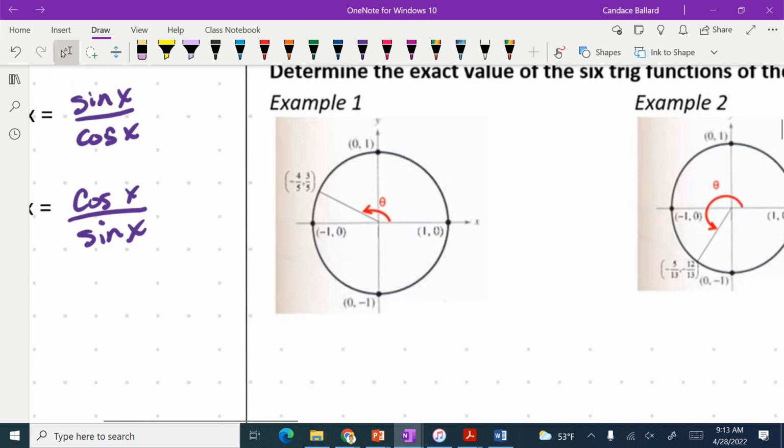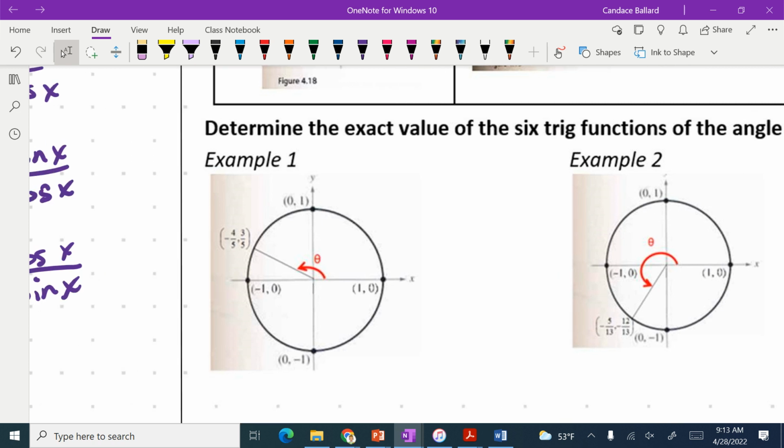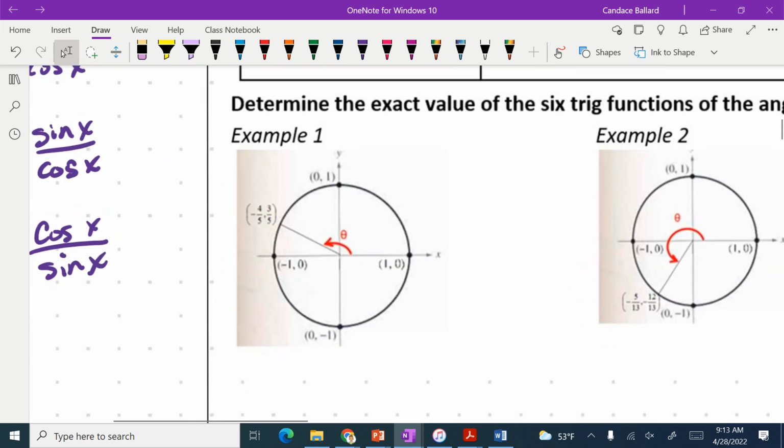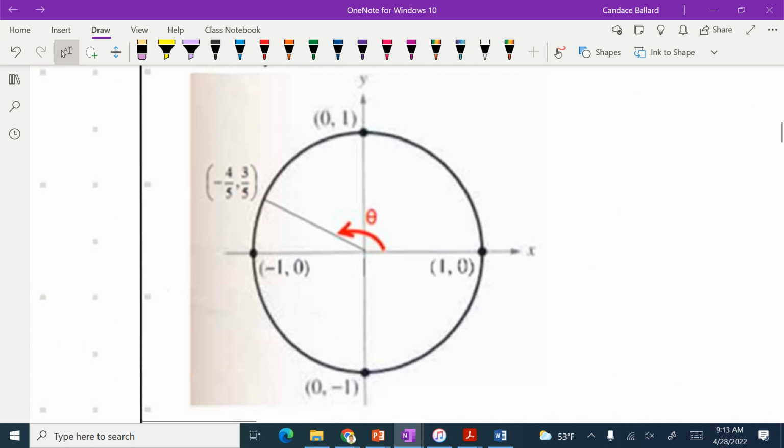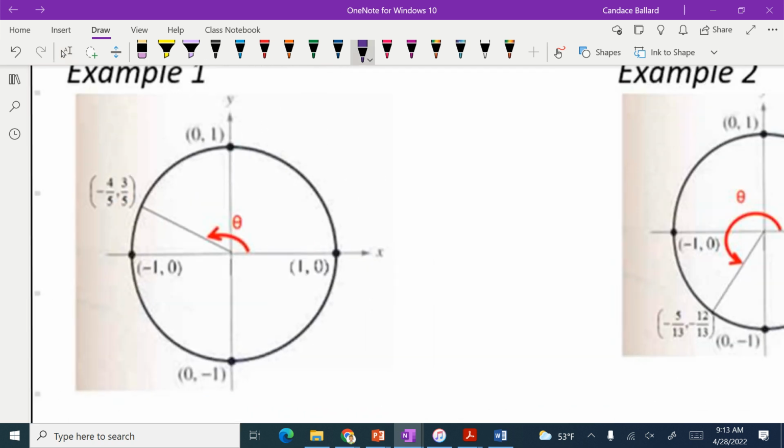All right. So I'm going to find the exact value of the 6 trig functions based on the angle theta. So here is our angle theta in example 1. It's not zooming. Zoom. There we go. A little bit blurry. So I know that this coordinate here is my cosine, and this coordinate here is my sine. So I'm going to write what I know. Cosine of theta equals -4/5.